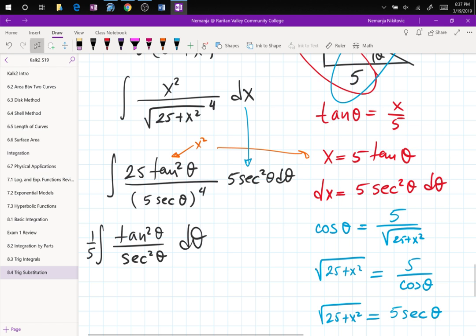You can use the half angle also, right? Not the half angle, the power reducing, because this will reduce to a sine squared. This whole thing reduces to sine squared. So I'm just going to give you a few moments.